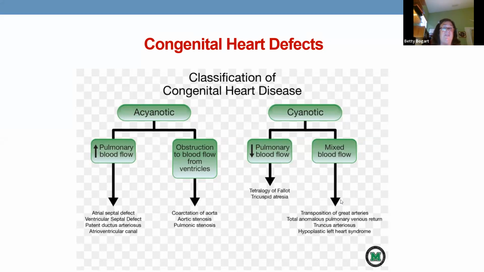Now, if the kid is older and it hasn't been diagnosed, sometimes we're going to see the kid, because the extra flow going up those 3 connectors off the aorta arch goes to the upper and to the head, we're going to see headaches and nosebleeds, and that's going to make us start looking. We just went over tetralogy of Fallot, and then decreased pulmonary blood flow, tricuspid atresia.